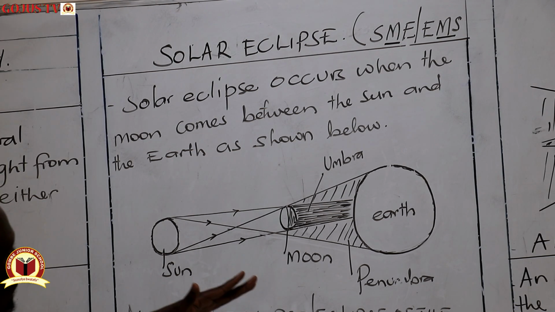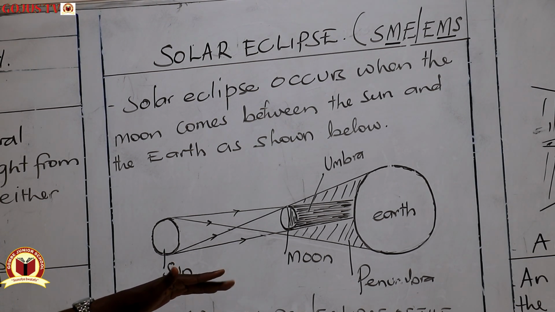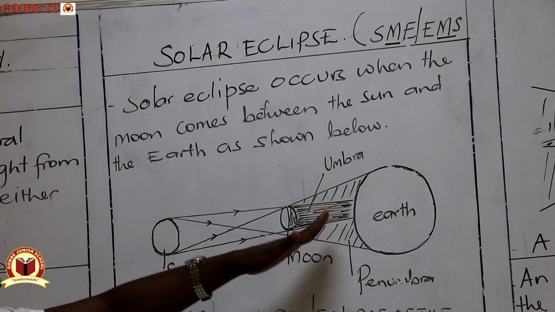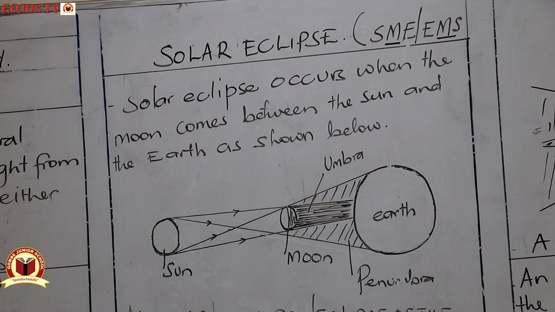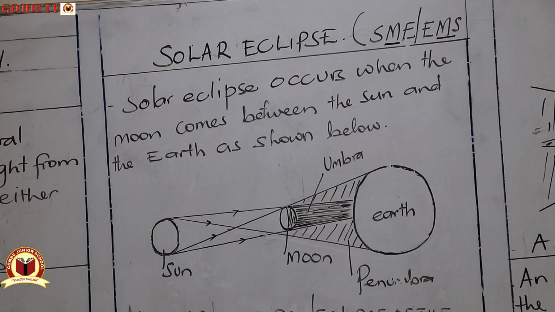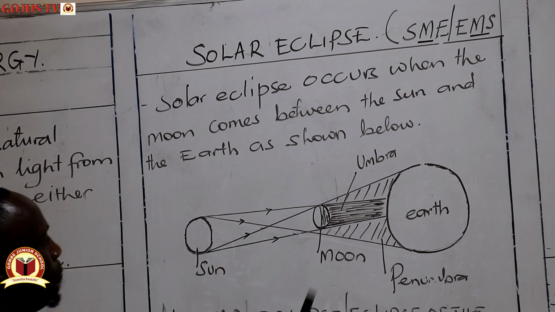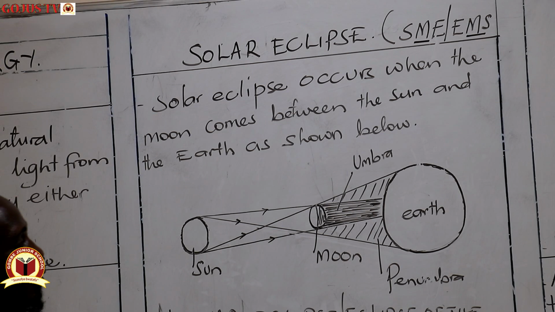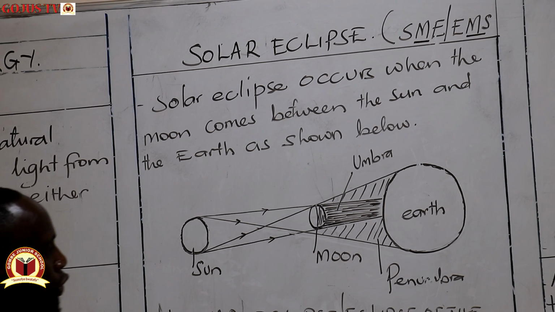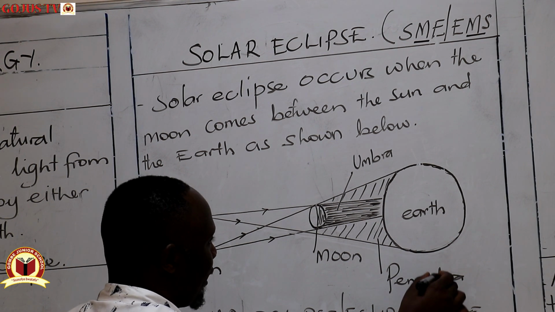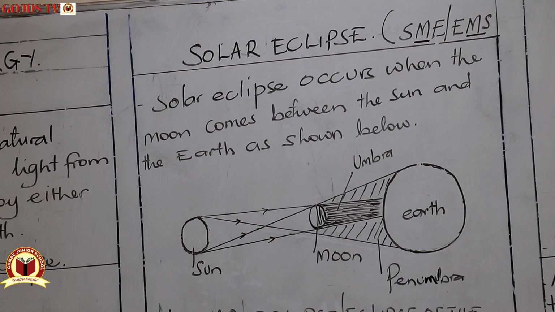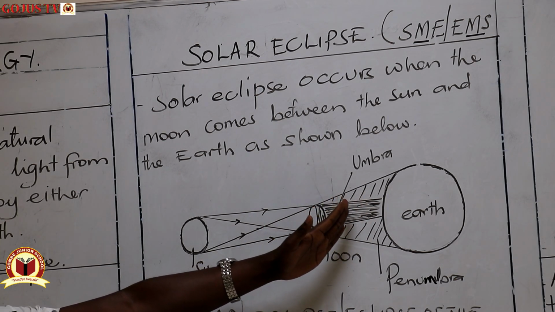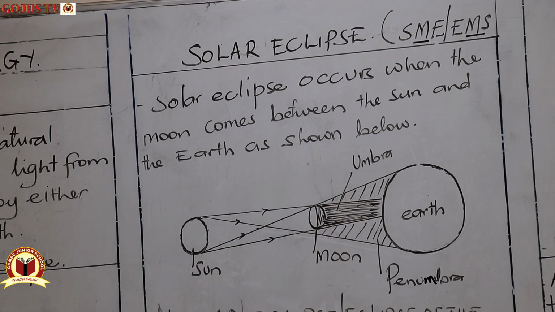Here, when this solar eclipse is occurring, we're saying that the moon is between, and there is a total shadow which is formed here, known as umbra. In the annular eclipse, this umbra may not be formed completely as in the solar eclipse. Instead, the earth receives a partial shadow, which we have called penumbra. That is in annular eclipse. But in a solar eclipse, the whole of this part receives total shadow or umbra.